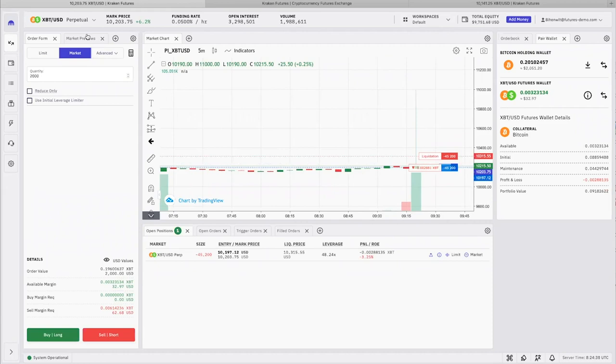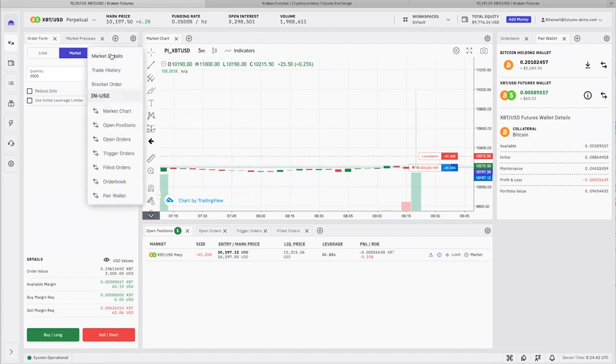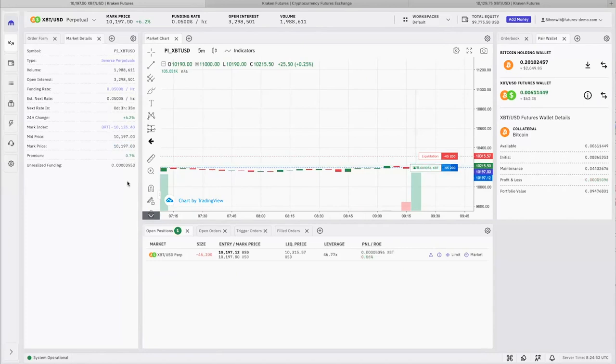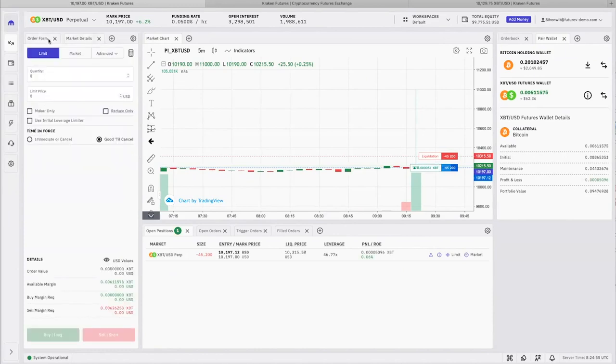Yeah, so show the market details tab. I'm not sure if you've got that open. Yes, let me open it here. Yeah, so we see the mark price didn't change. Obviously, we don't have the history of it, but it didn't go up with the mid price. So that's why it wasn't liquidated.